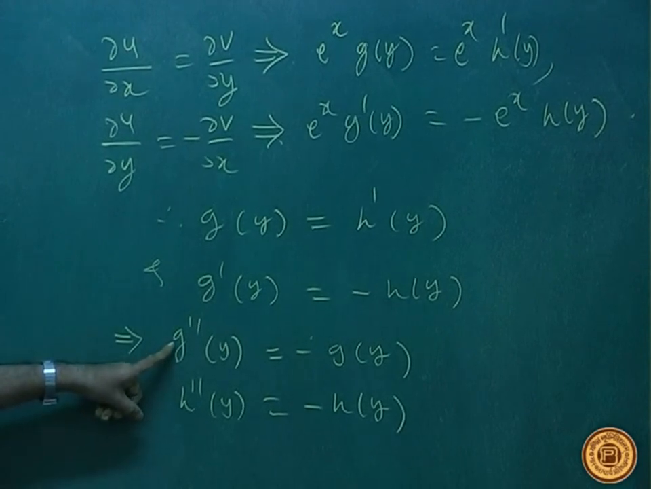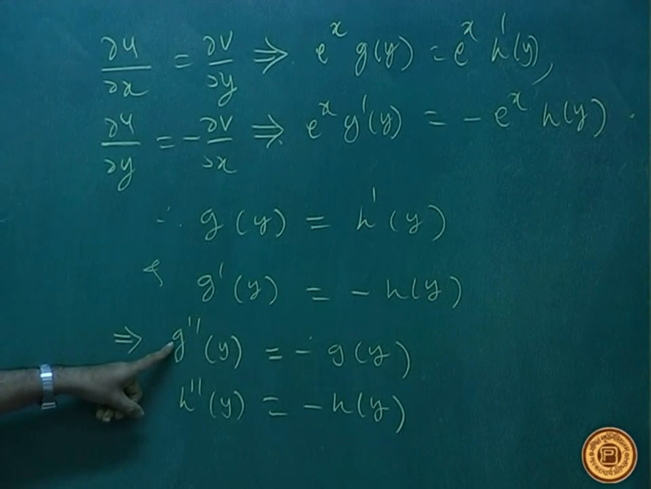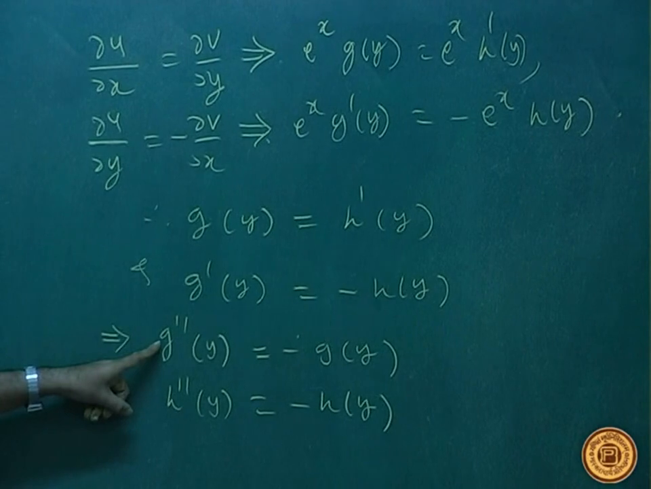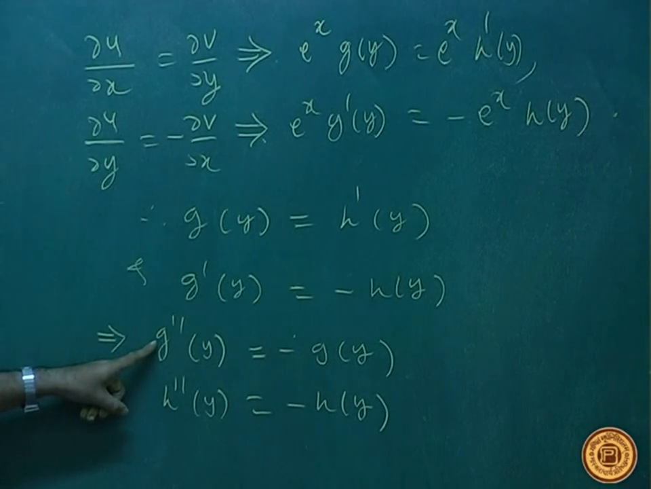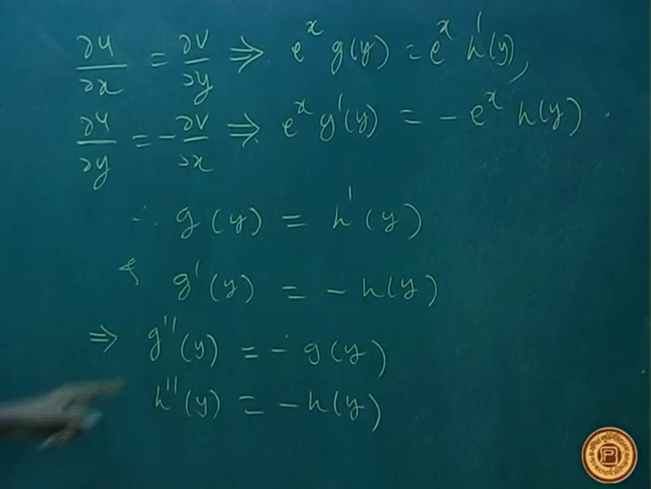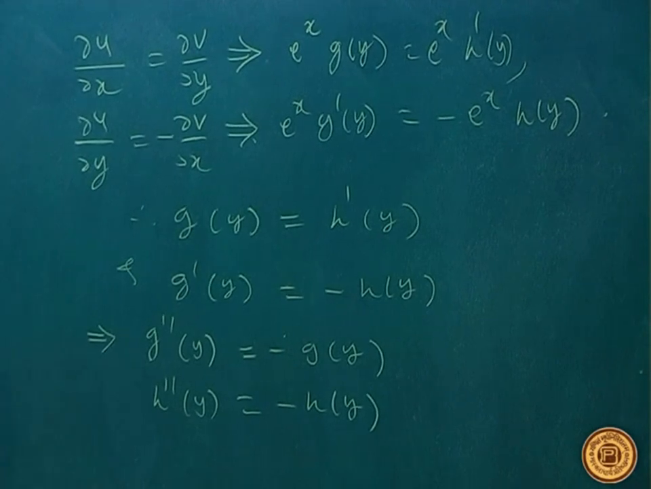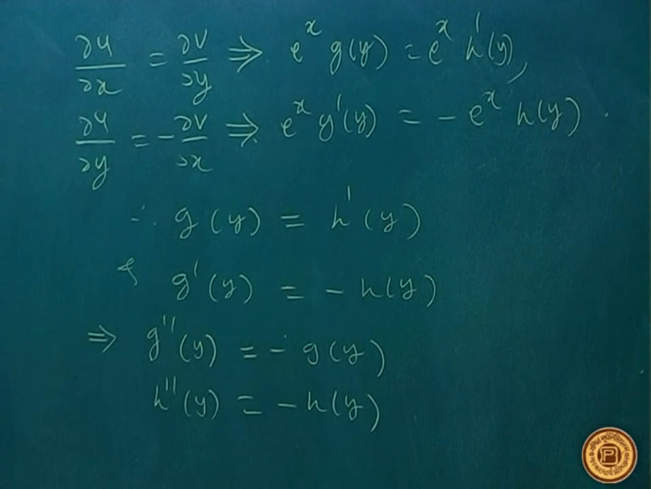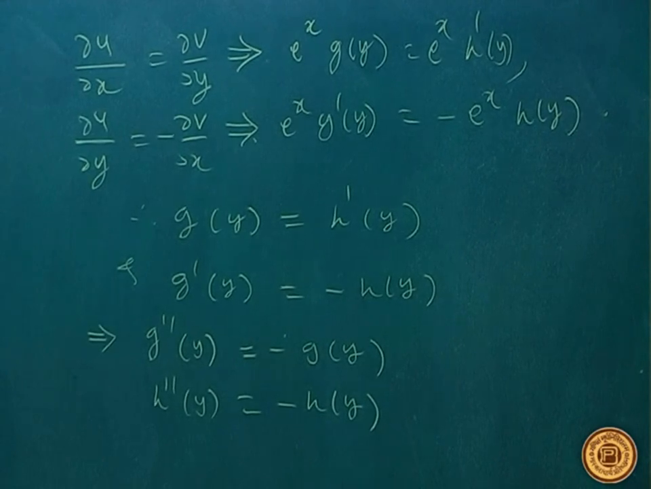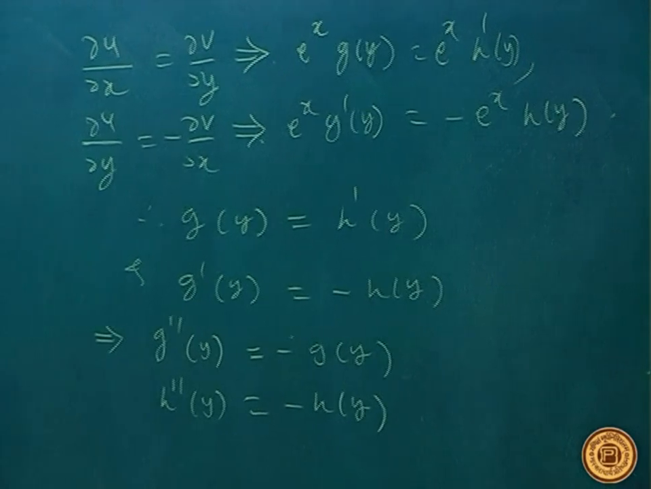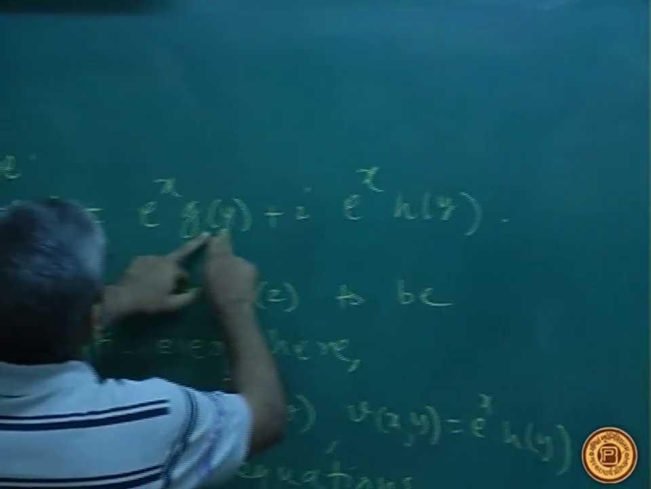Now this is a linear differential equation of order 2 with constant coefficients, and with initial conditions let us find gy. So what is g of 0?